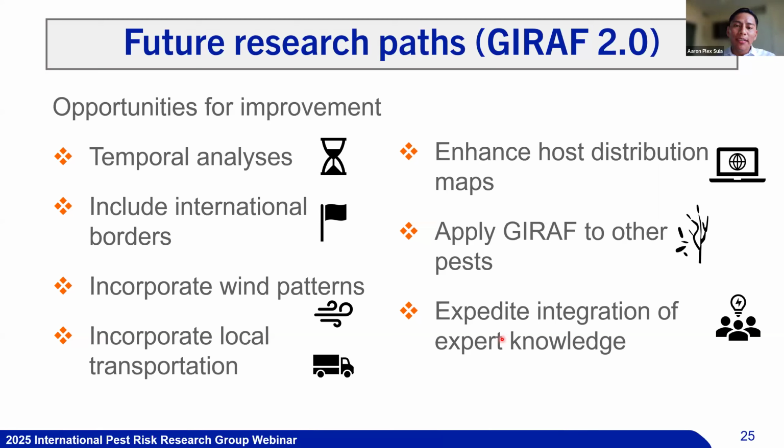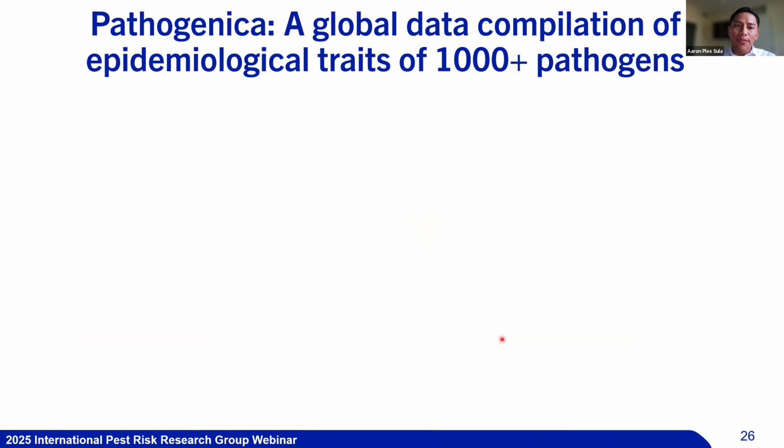We need to improve the host distribution maps for some of the host species. We can apply this framework for other pests. If you're interested, I am happy to guide you through this framework, and I am open for collaboration. And finally, there is some knowledge that is not publicly available for using this framework. And so integrating expert knowledge is an important avenue for this type of framework.